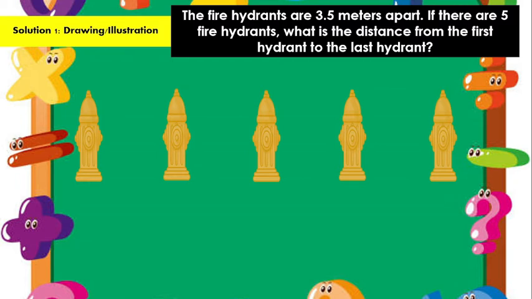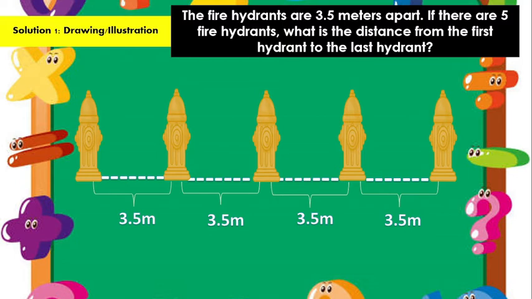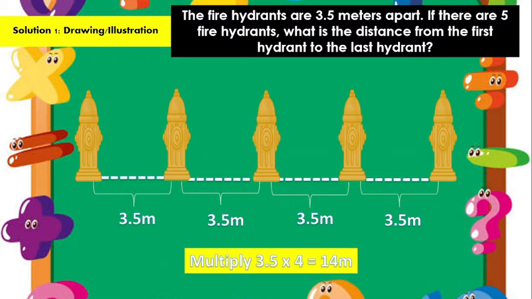Question: what is a fire hydrant? Very good. That is a pipe usually in the street that provides water especially for putting out fires. So what is the distance of each fire hydrant? Very good. That is 3.5 meters apart. So what are you going to do next? Nice answer. We have to multiply 3.5 by 4.